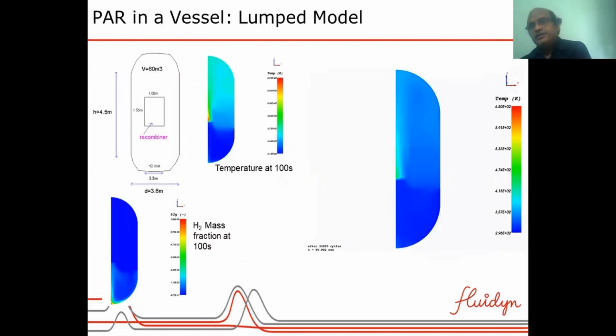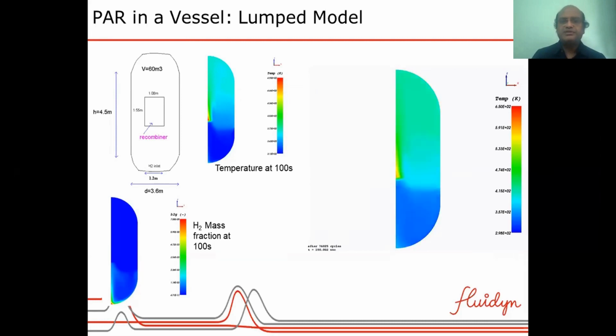Now, in one of the earlier slides, I mentioned the importance of designing it properly, such that the recombiner does not cause a problem by itself. So one of the constraints was that the plate temperature should not exceed the autoignition temperature of the hydrogen. This study illustrates that effect.